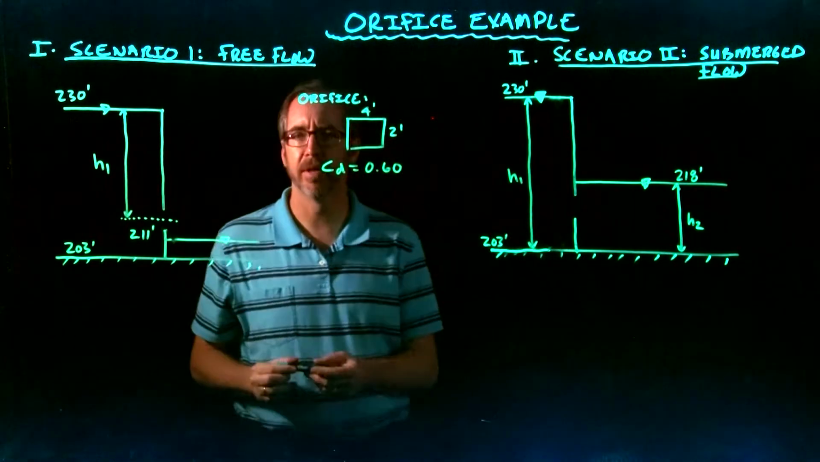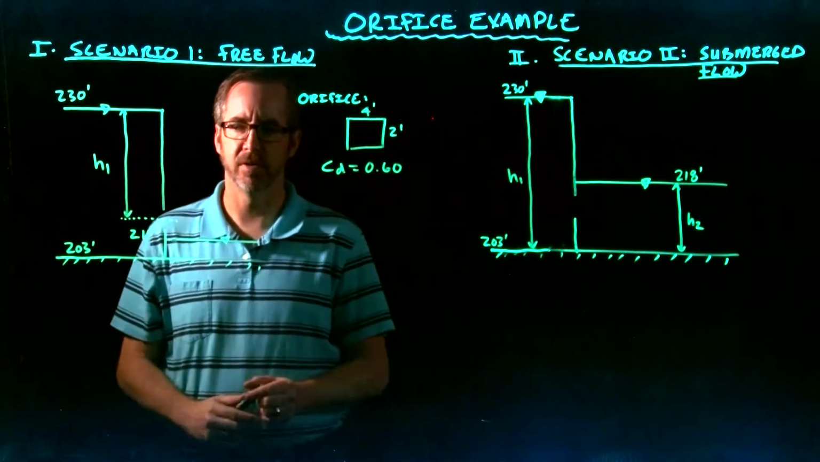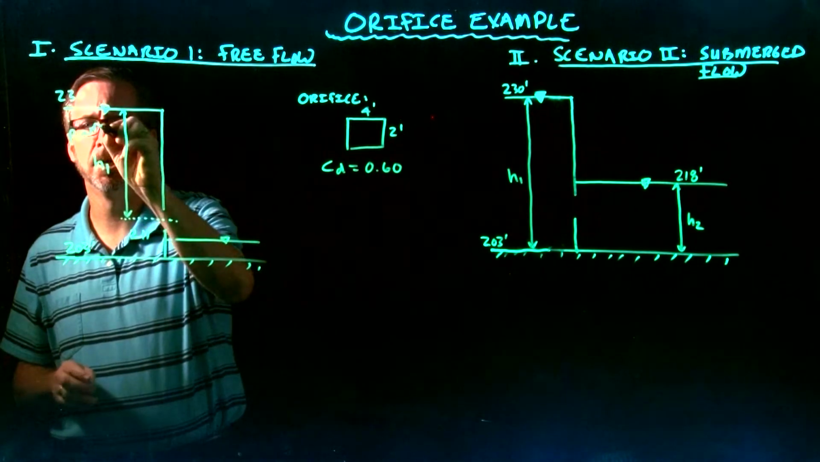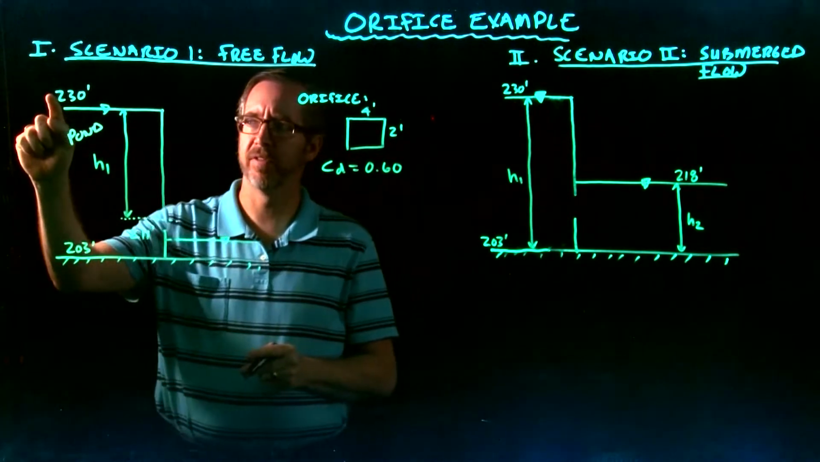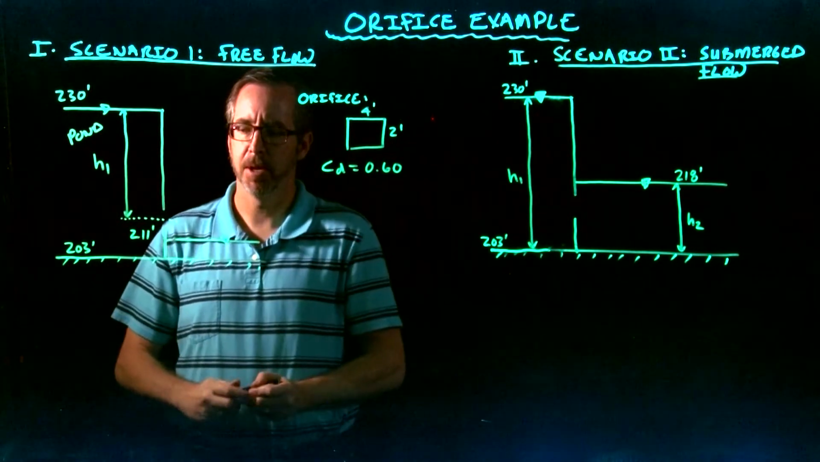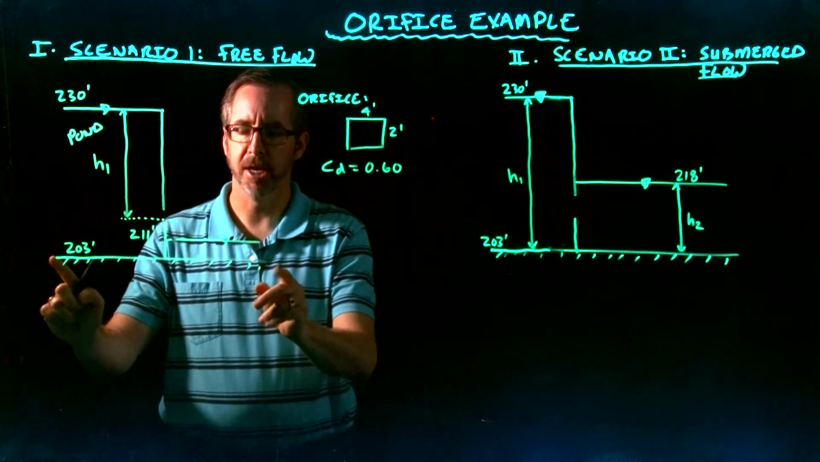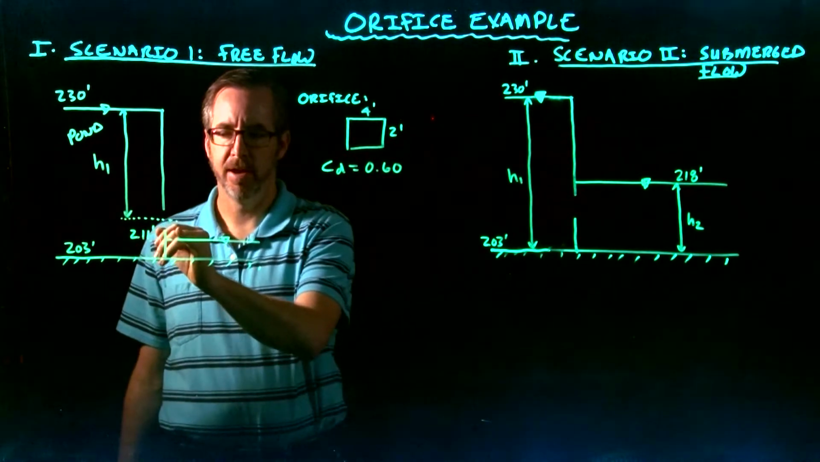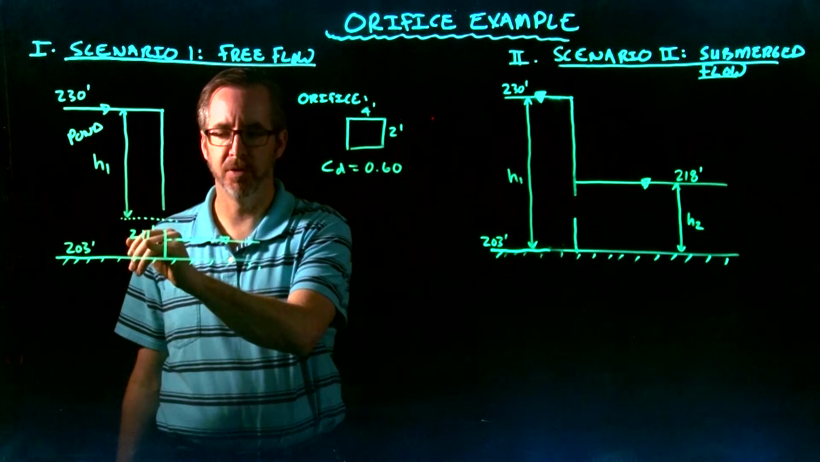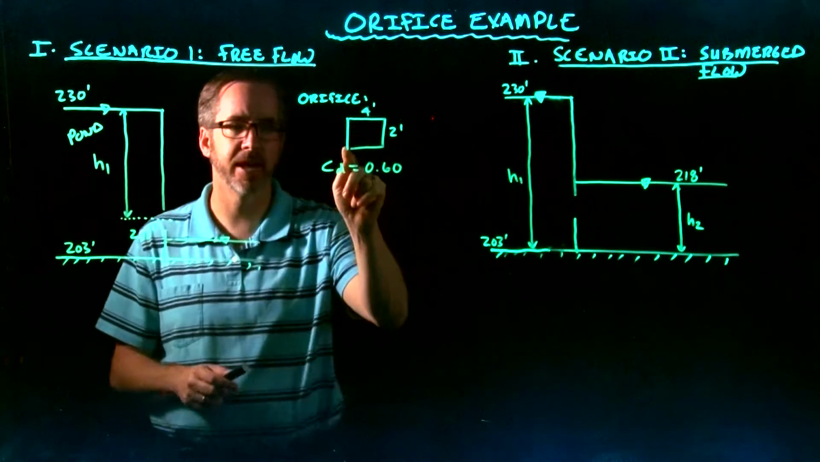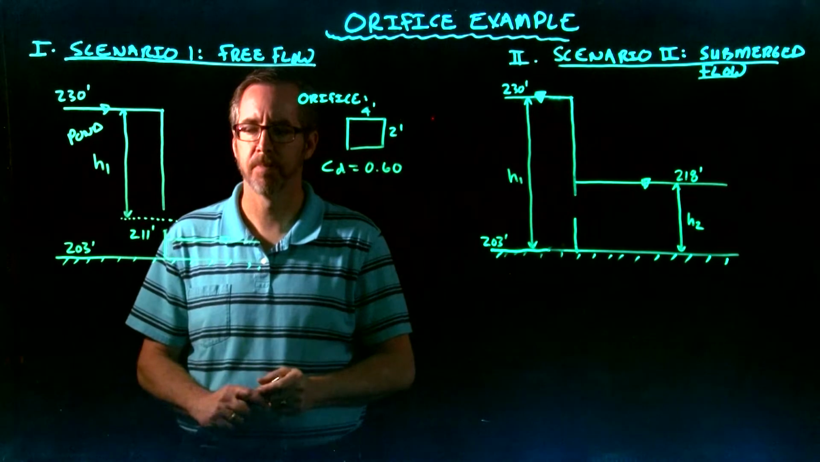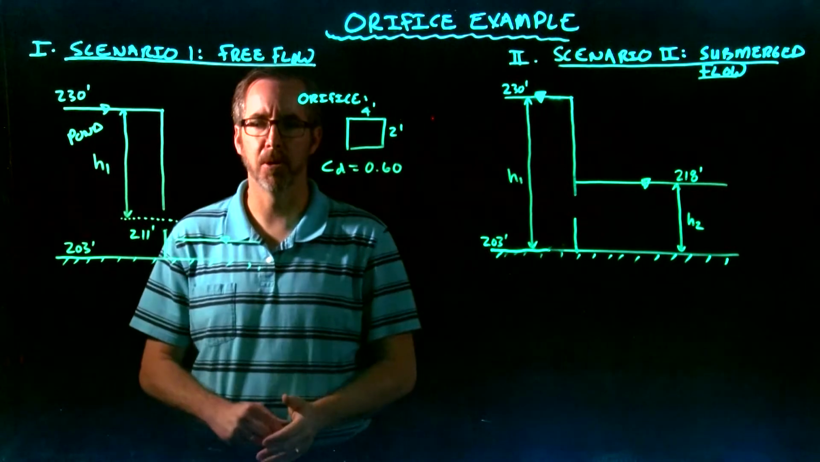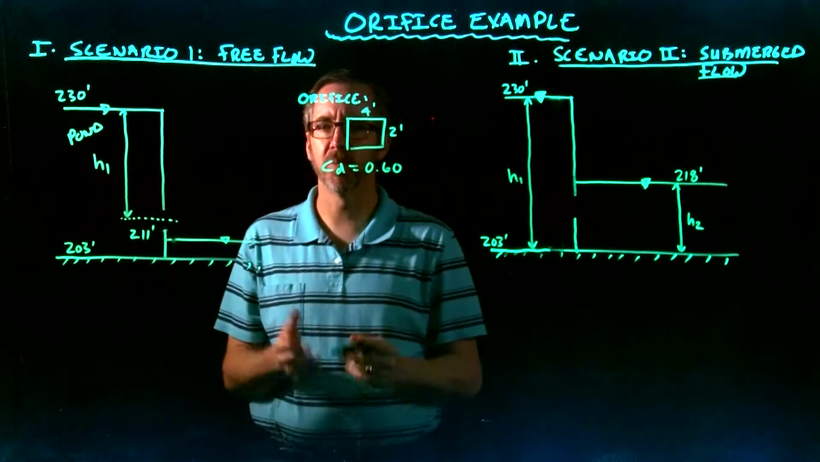So let's start with scenario 1, the free flow scenario. What we have is a pond right here, where the water surface elevation is 230 feet. The ground elevation is 203, and the orifice, the 2 foot by 4 foot wide orifice, is located at an invert elevation of 211. What I mean by invert elevation is the elevation of the bottom of the orifice. So the orifice is going to be 2 feet tall, with 4 feet going into the board. And what I want to know in each case is what's the flow.